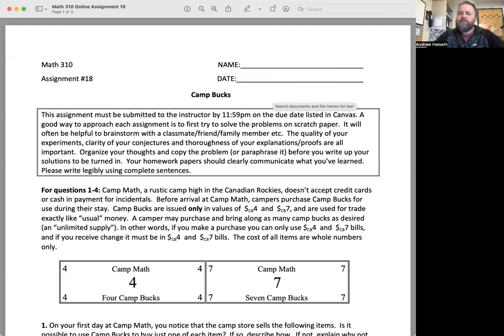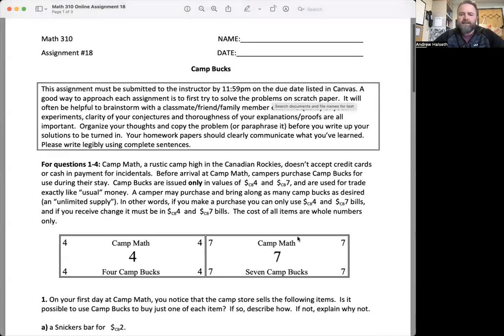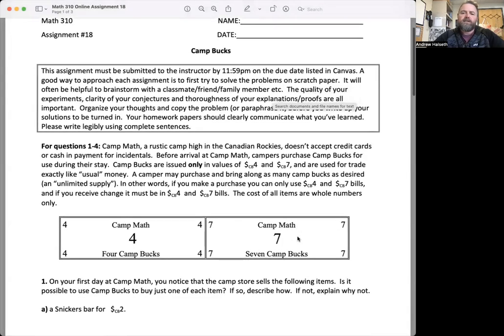And the cost of items are always going to be whole numbers. So you'll never have any decimals or anything like that. So the cheapest item is $1, right? Based off of that, for example, let's say you wanted to buy something that cost $10. One, is it possible? And two, how would you do it?